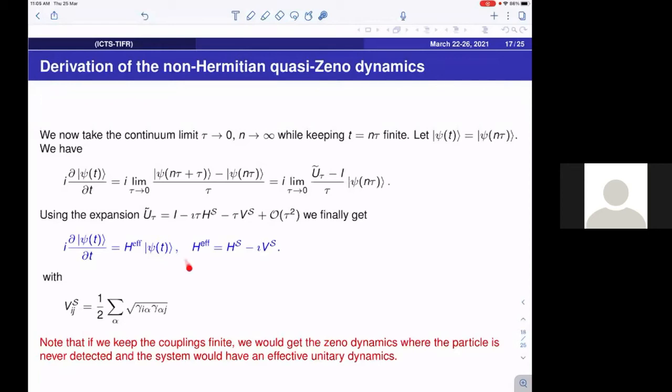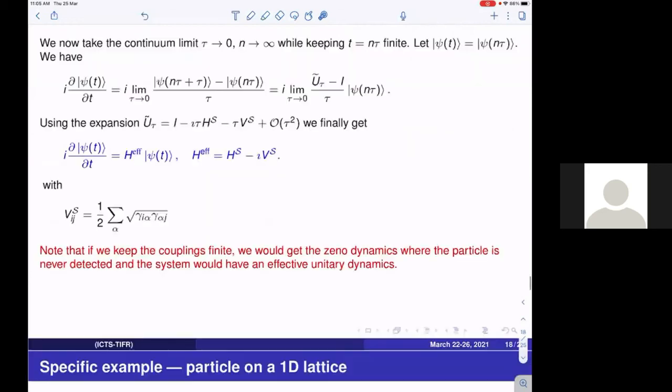This way we have a well-defined limit, and we get this dynamics. Note that, like Bijoy just said, if we keep the couplings finite, then we would get the Zeno dynamics where the particle is never detected. But if you do this limit, then you have a non-trivial dynamics described by this non-Hermitian Hamiltonian.